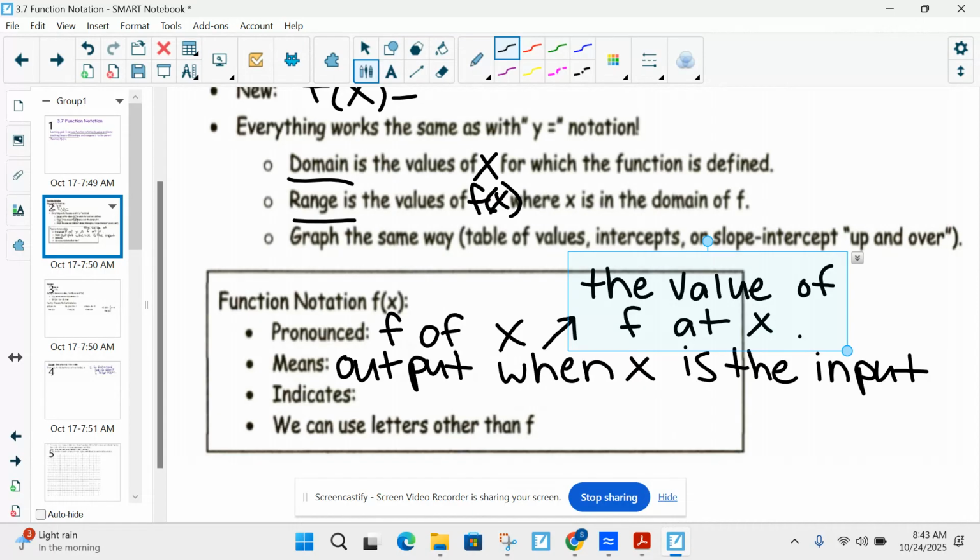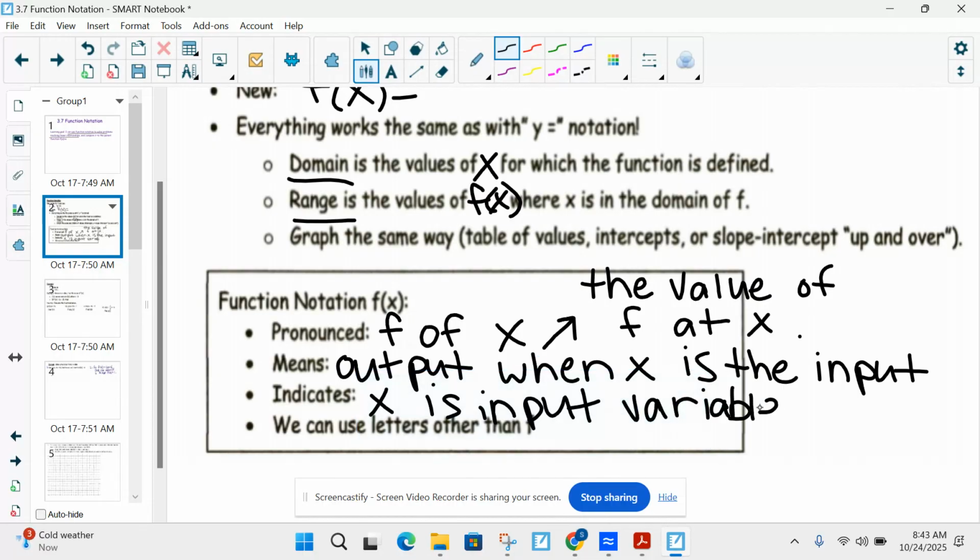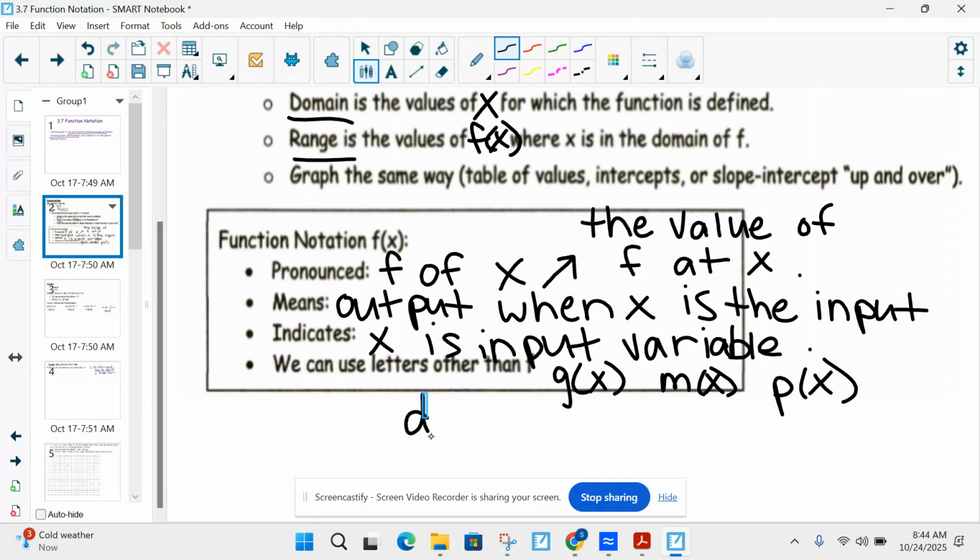And so think about a coordinate plane. A coordinate, for example, like 2, 5. When x is 2, the value is up at 5. So that's all that's saying. And it indicates that x is the input variable. And we can use other letters such as g. So you can have g of x, you can have m of x, you can have p of x, and you can have different input variables too. Like you can have d of t.